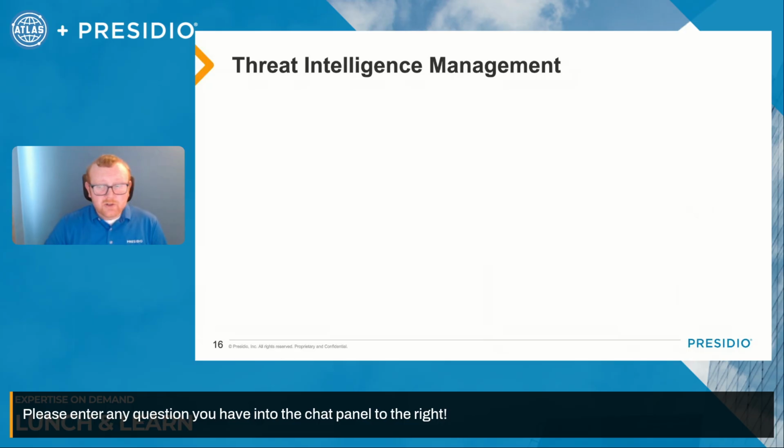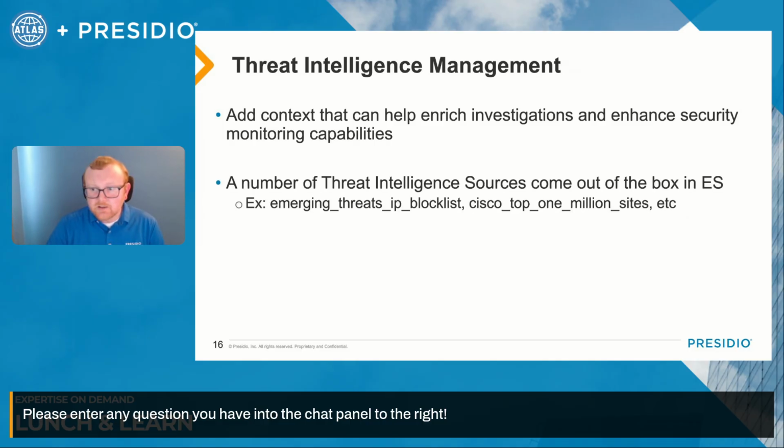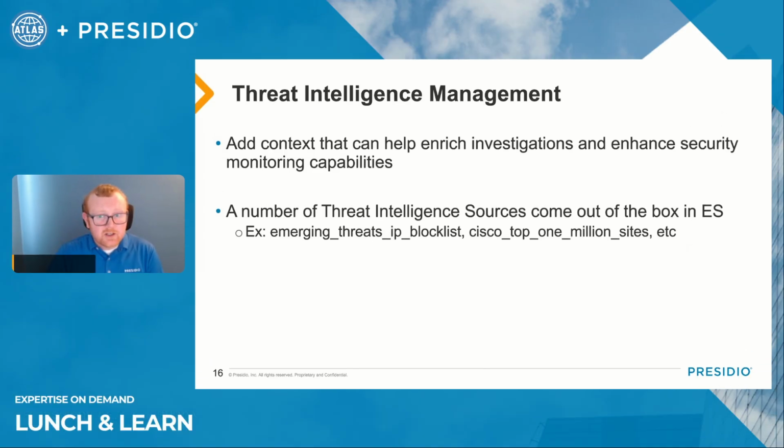Then we'll hop over to threat intelligence management. This helps add context that can enrich investigations and enhance security monitoring capabilities, and this has been improved with ES8. A number of threat intelligence sources come out of the box in ES. This includes the Emerging Threats IP block list, Cisco Top 1 Million sites, things like that. So it can automatically associate those IPs, those websites. If it sees those in your data, it can bring out that information automatically.